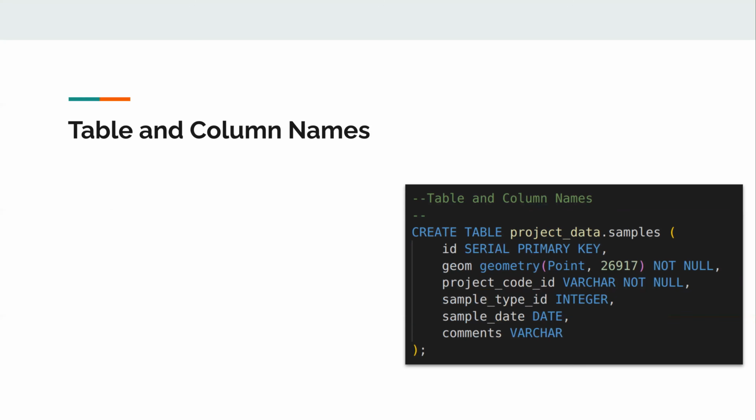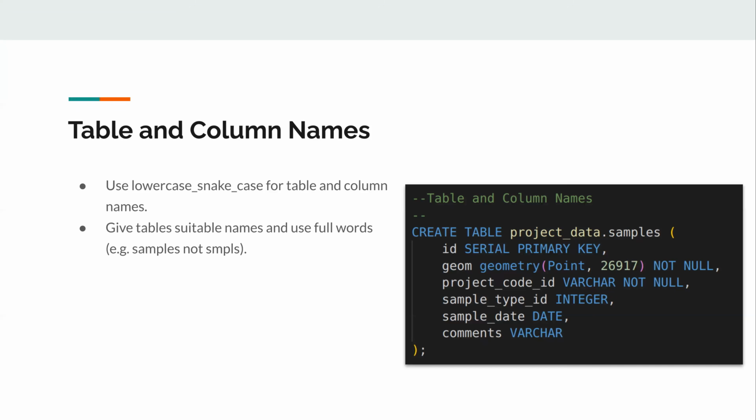For tables and column names, again, you guessed it, use lowercase snake case if possible. Give tables suitable names and use full words. You can call it the samples table. You don't need to use some strange short acronym like SNPLS or something like that. You can just write the word samples. There's rarely a need for abbreviations in table names, unless it's incredibly long, like writing a sentence for the name. You can just pretty much call it whatever you need to call it.